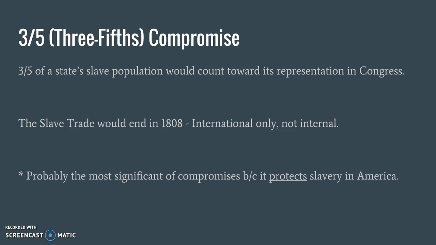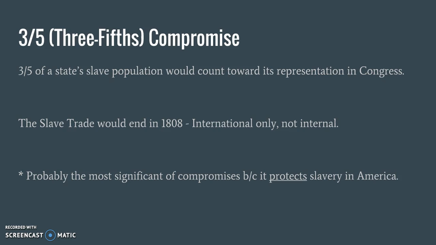So on the issue of representation in Congress, the delegates agreed that not all of the slaves' population would count, because they were not people, they were property. The northern states were like, look, you don't even treat them as people. They don't vote. They don't have any rights at all. And the southern states said, yeah, we still have to feed them and take care of them and all that kind of stuff. So anyway, the compromise was that 3/5 of a state's slave population would count towards its representation in Congress. This gave states like South Carolina and Georgia more representatives and more of a voice in the national government. But they also agreed that the slave trade would end in 1808.